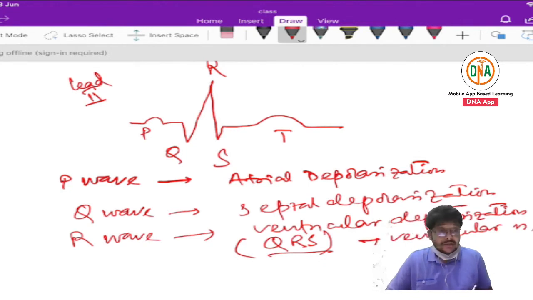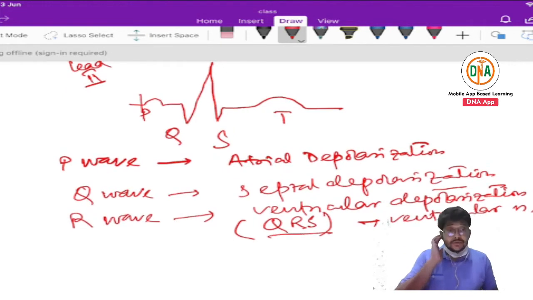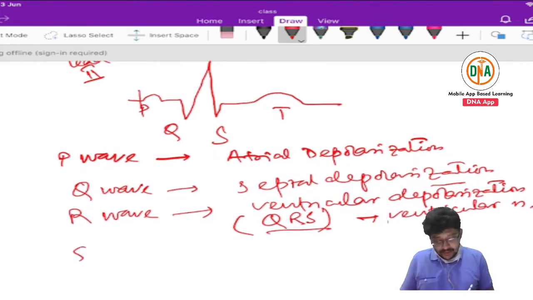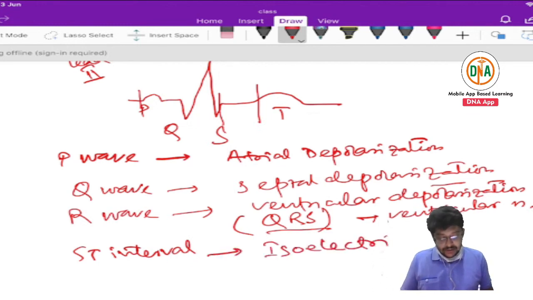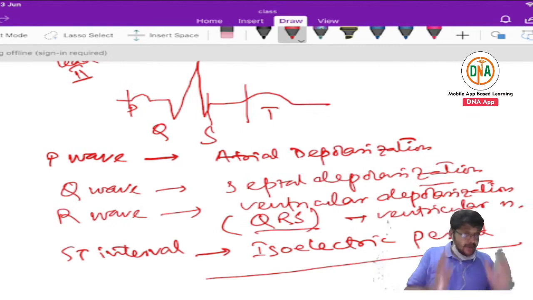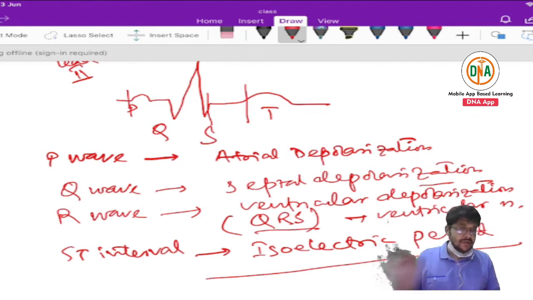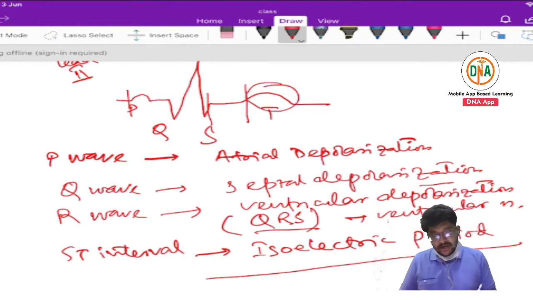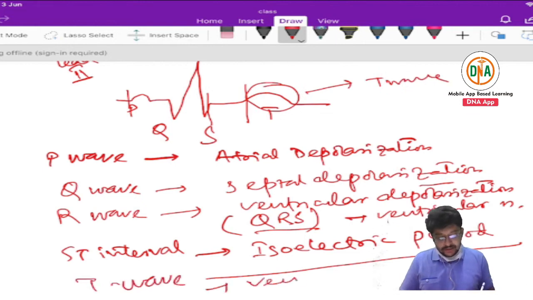Very good. Dr. Shorkar has just told that this is due to internodal delay. Basically, after the QRS there is a ST interval. This ST interval is the isoelectric period, the end of ventricular depolarization when no ventricular tissue is present for further depolarization. After that, what we get is the T wave, which is due to ventricular repolarization.